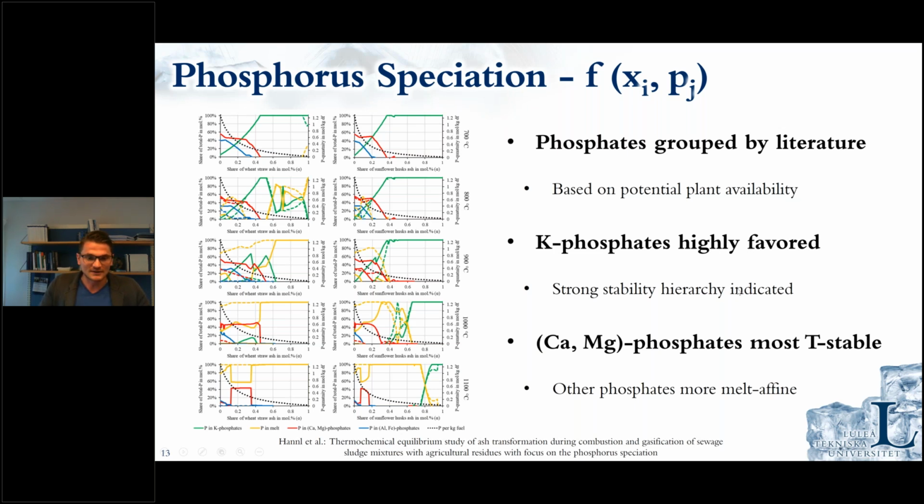In terms of temperature dependence, we can see that especially the iron and aluminum phosphate system, the phosphates that bear iron, are very readily incorporated in any kind of melt, whereas the calcium magnesium phosphate showed the highest temperature resistance, more or less. Resistance refers to them being in solid state and not incorporated into the melt even at higher temperatures. Other phosphates are more melt affine than the calcium magnesium phosphates. This can be pure calcium phosphate or pure magnesium phosphate as well, of course.